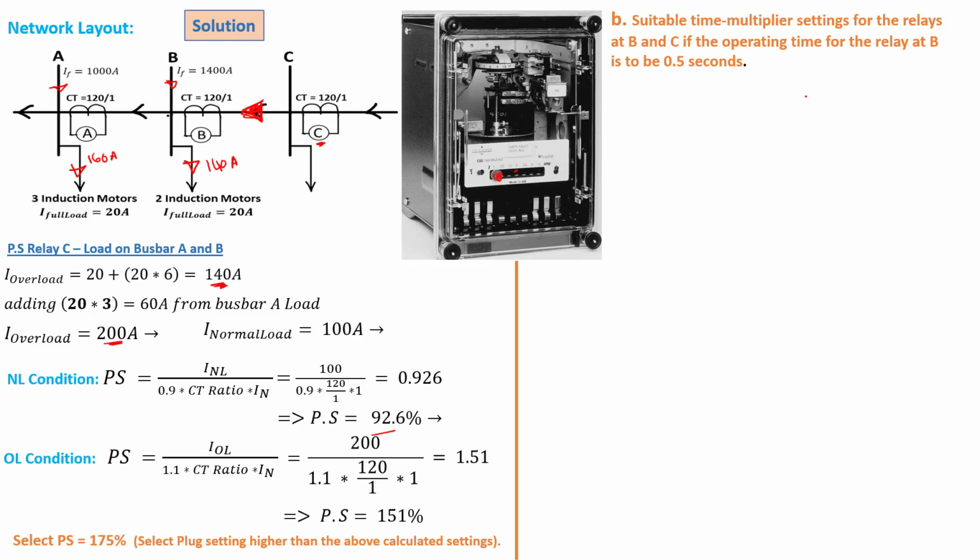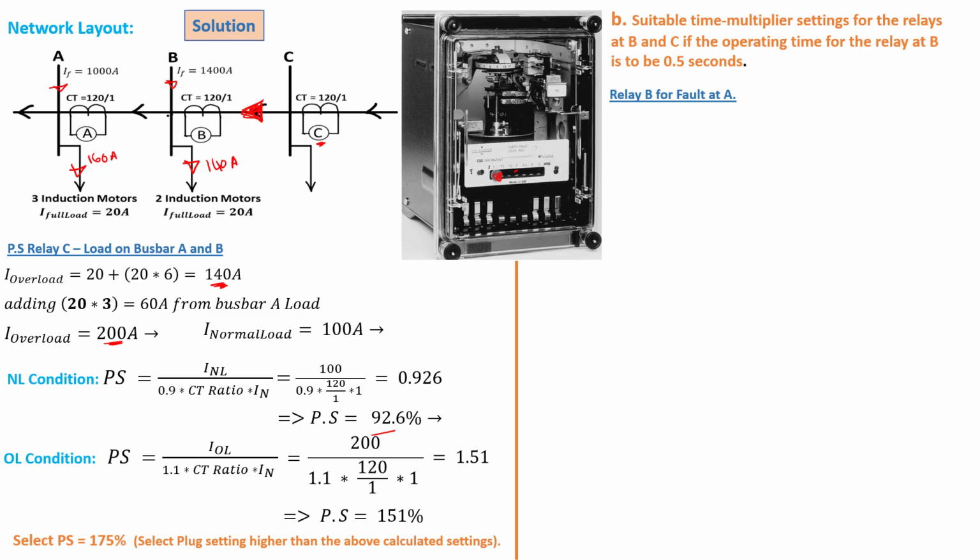Now they even gave us already here by saying that we need to assume that the relay at B is to be 0.5 seconds. So that is the operating time for the relay at B. That is, this relay here must operate at 0.5 seconds. The procedure here is very simple. We first calculate the TMS for this relay B for the fault on bus bar A, and we then calculate the actual operating time of this relay for the fault on bus bar B, so that is for the fault on its own bus bar where the relay is situated.